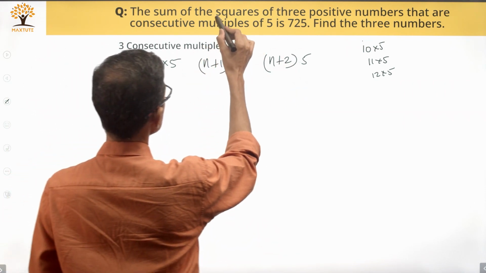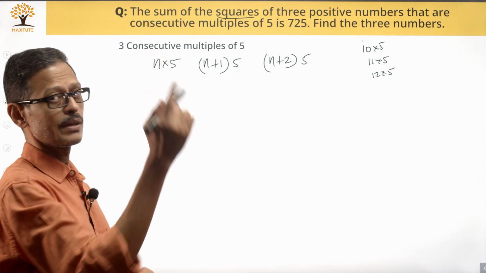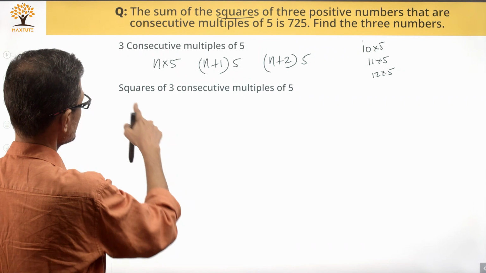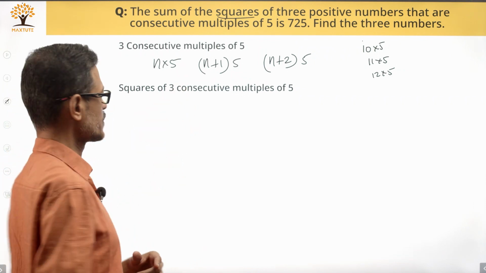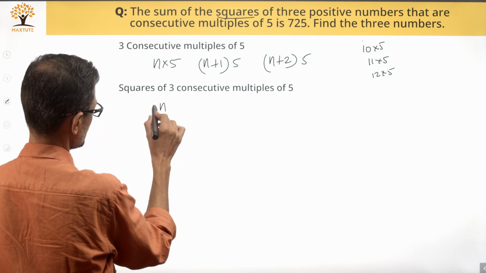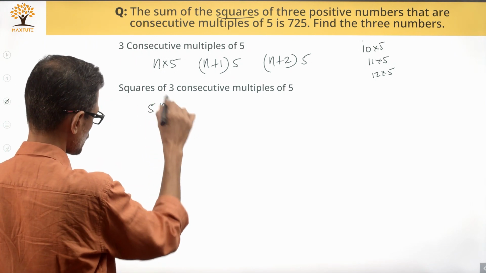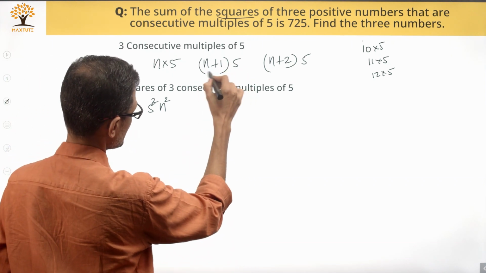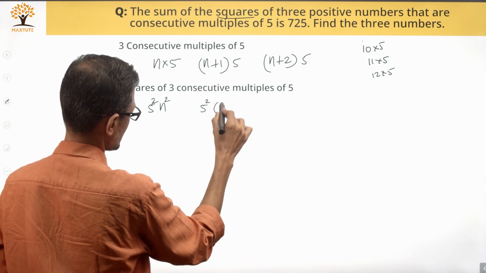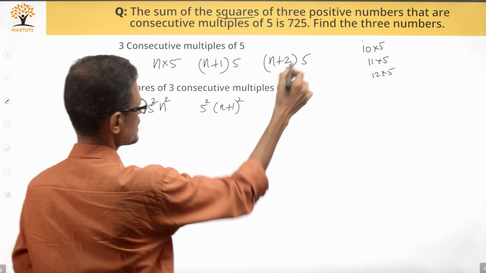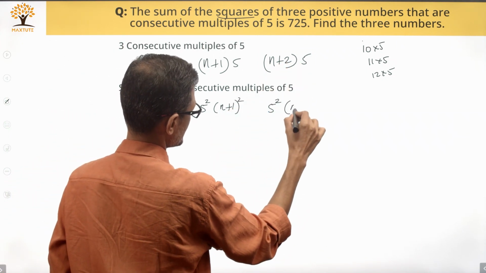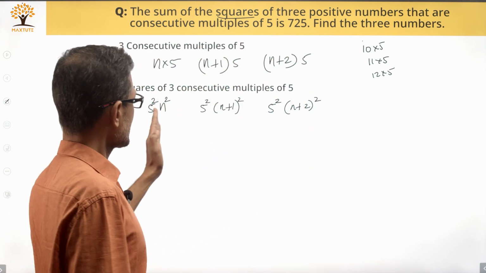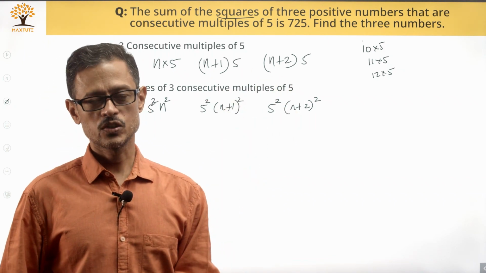Let's go one step further. We are talking about squares of the three numbers, which are consecutive multiples of 5. Let us look at what the squares of those three consecutive multiples of 5 will be. This is n into 5, I will write it as 5n, and we have to square that. We will square it individually: 5 square n square, and then 5 times n plus 1, which makes 5 square into n plus 1 the whole square. Same for the third term: 5 square into n plus 2 the whole square. These are the squares of the three consecutive multiples of 5.